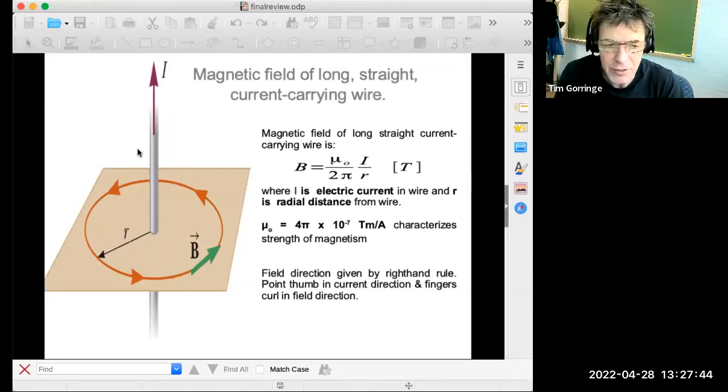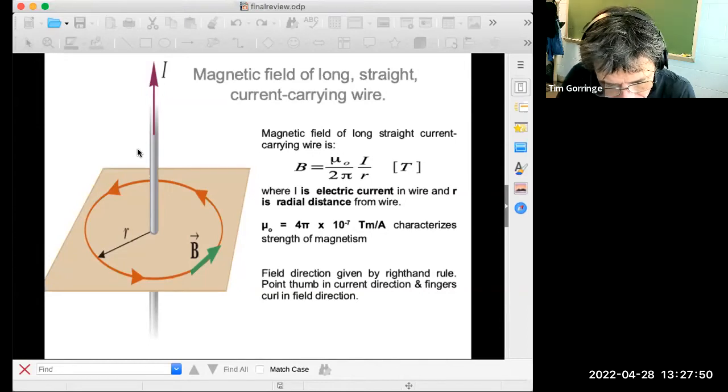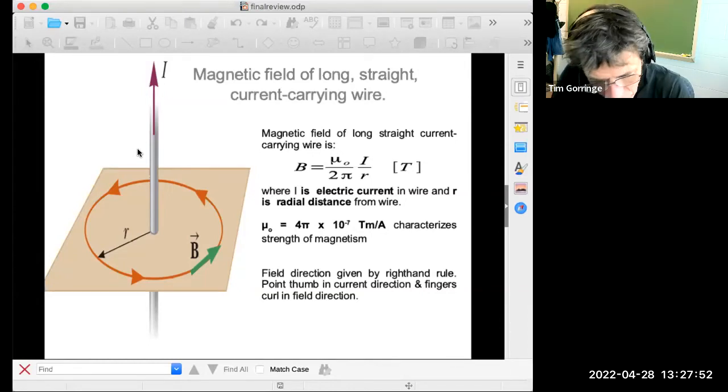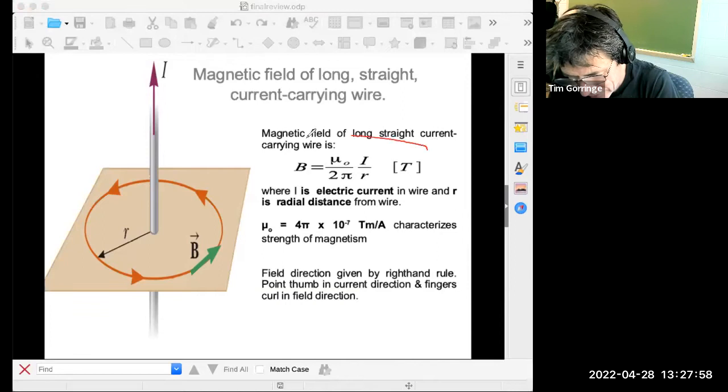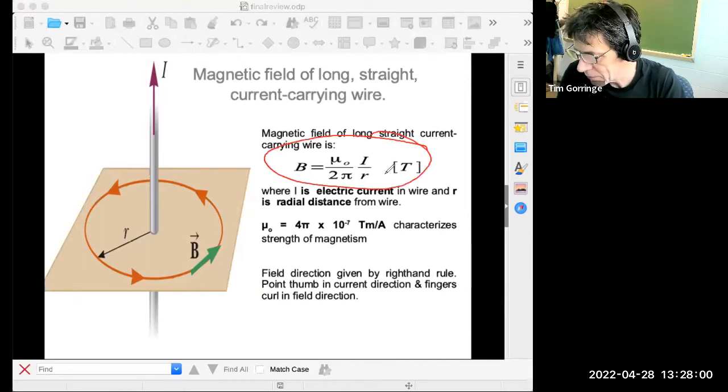There's a couple of famous magnetic field configurations that we discussed in class. There's a few of them, and so I just wanted to recap those here. Here's one of them. This is the magnetic field of a long, straight, current-carrying wire. It's this equation over here.